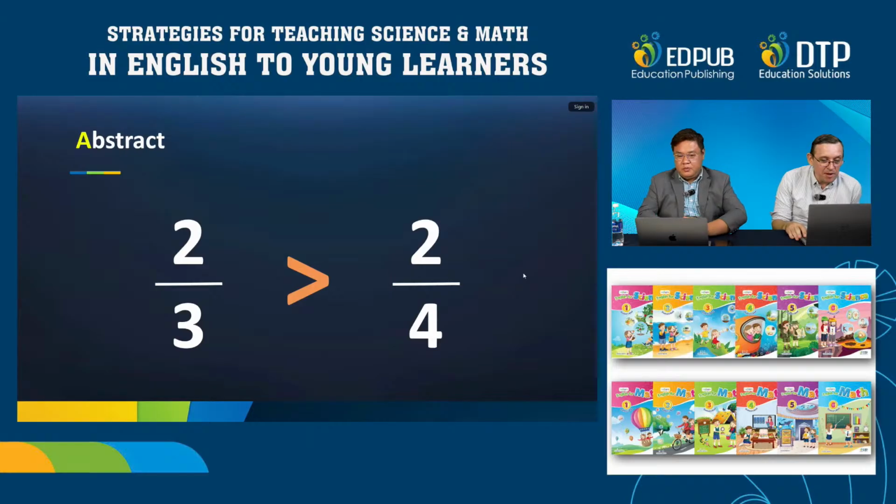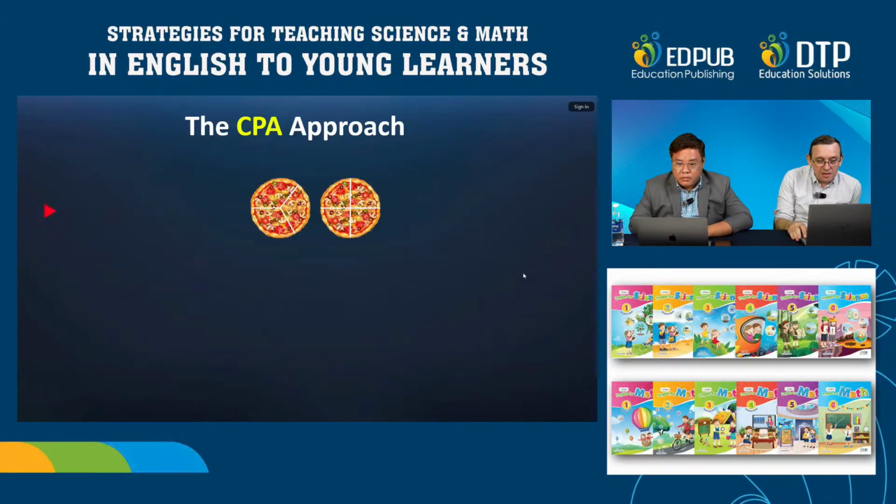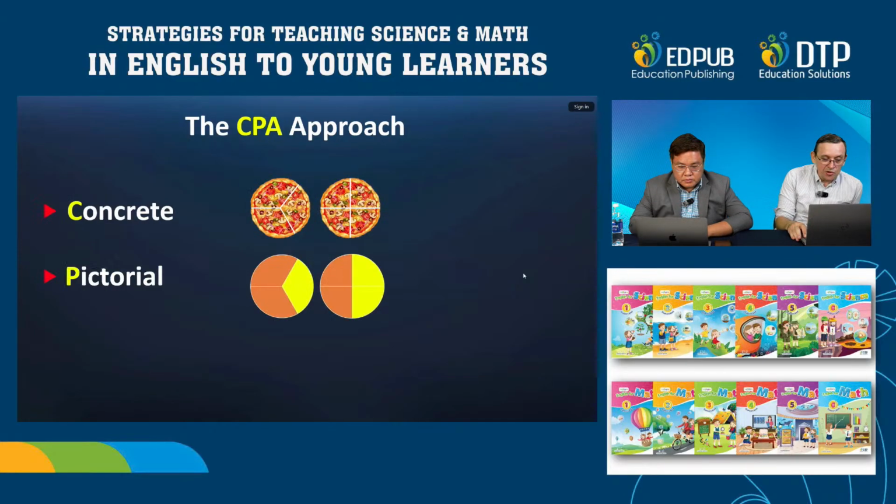So this is the CPA approach that we try and use, especially in the earlier levels in math, especially with multiplication, division, addition, subtraction, fractions, also for area and volume as well. It's very useful to have this kind of CPA approach. Concrete, pictorial, and abstract.